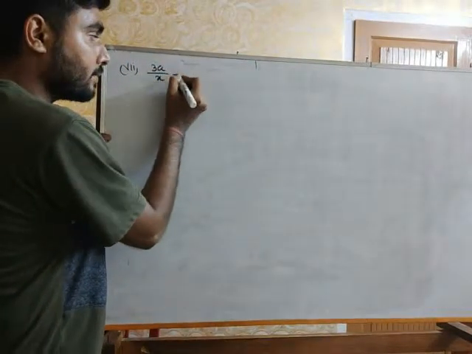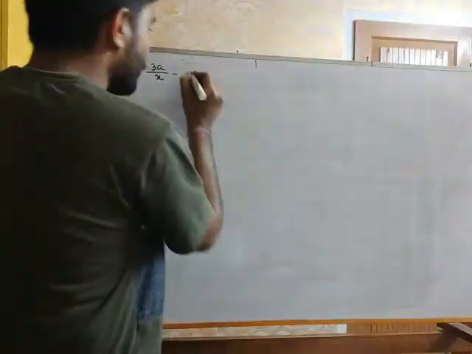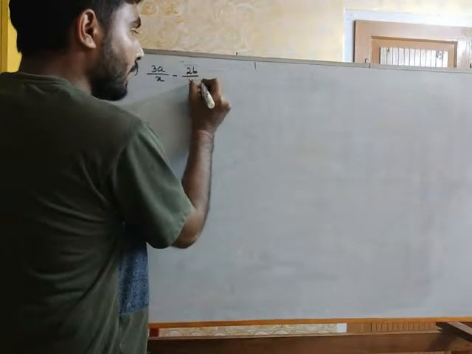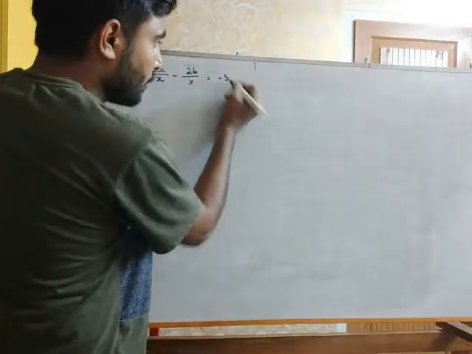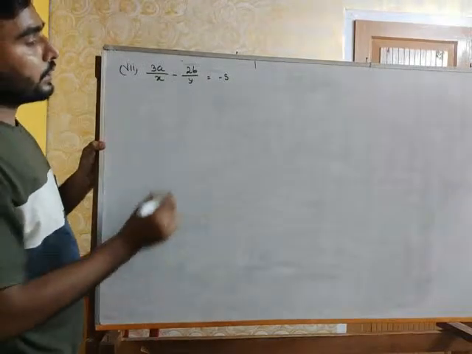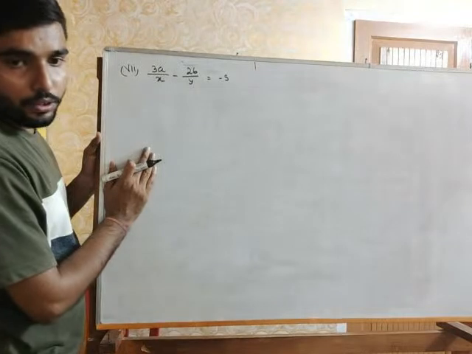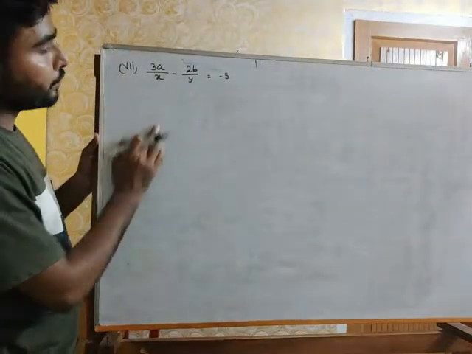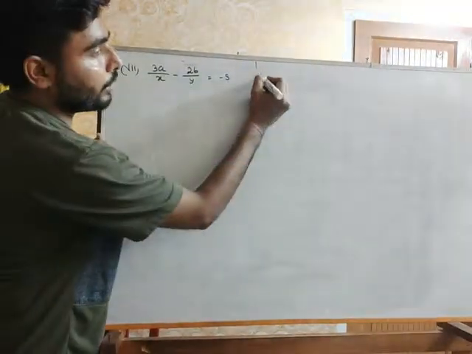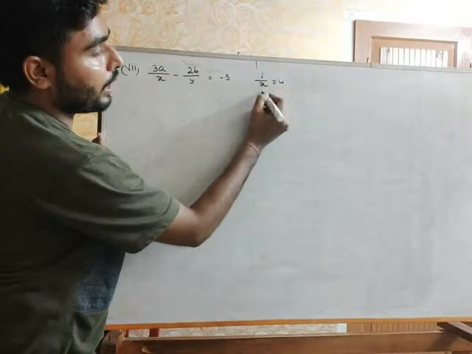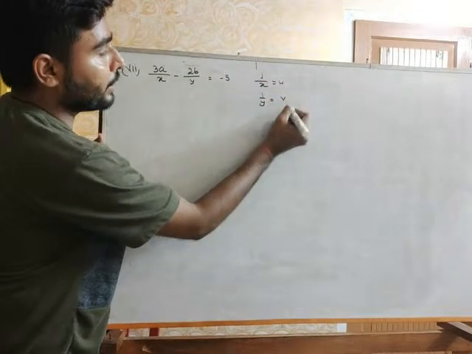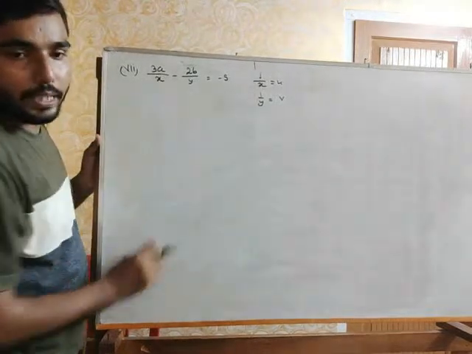Thrice a by x minus twice b by y is equal to minus 5. Now you can see this is not a linear equation. Why? Because the power of x is negative. So here, if you take 1 by x as u and 1 by y as v, then we can solve it.